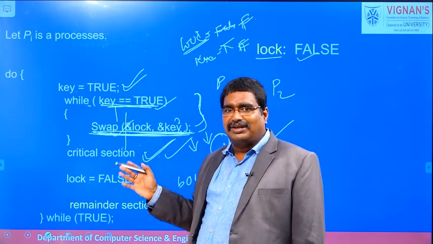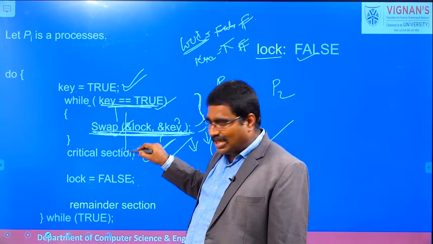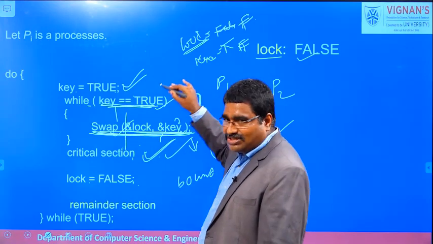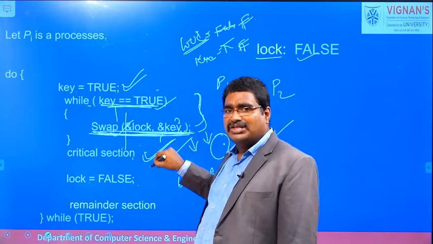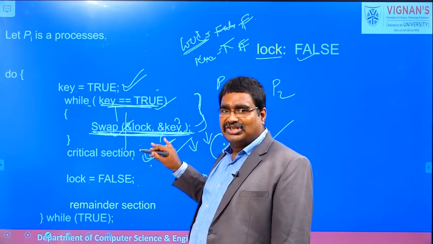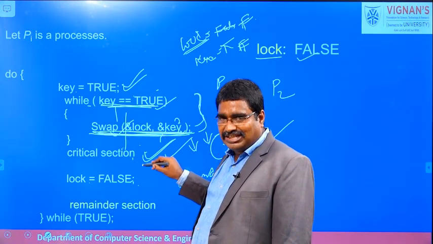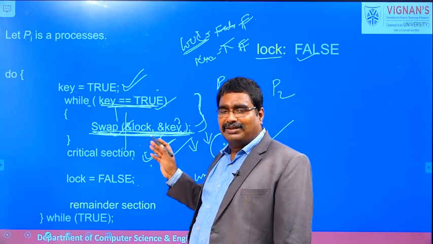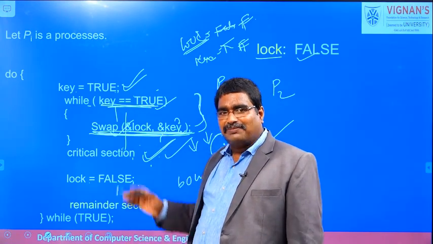I will give it as an assignment. Try to modify this algorithm. Actually, this algorithm satisfies mutual exclusion and progress. You need to modify it to satisfy the bounded waiting condition also. We will take that as an assignment, and please submit it within one day.